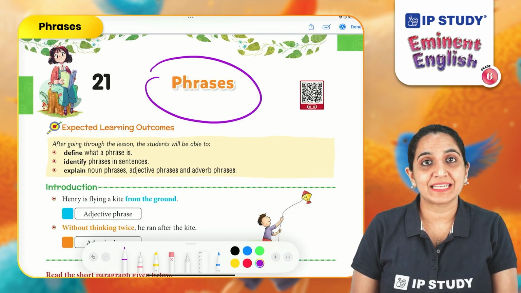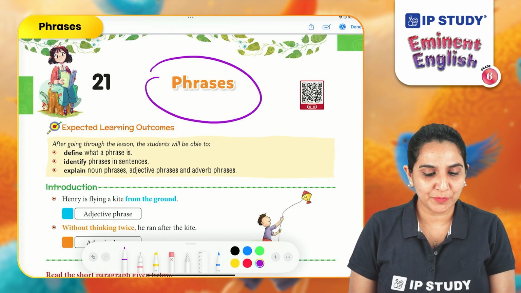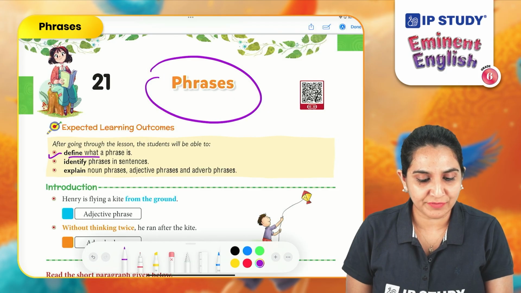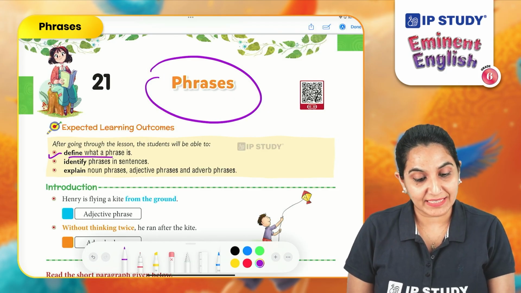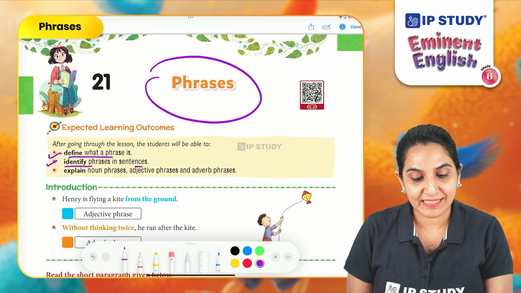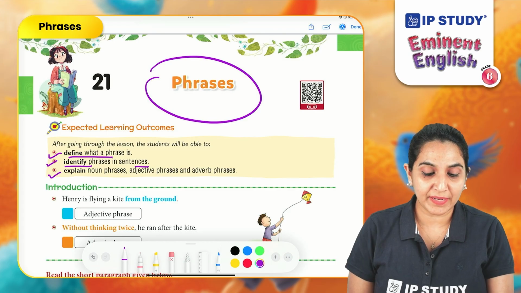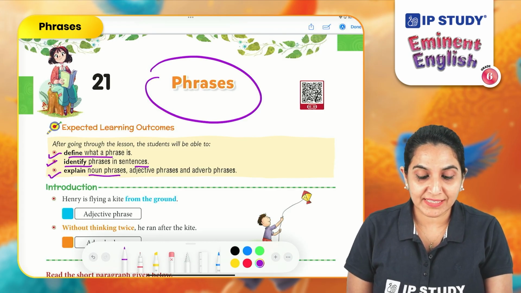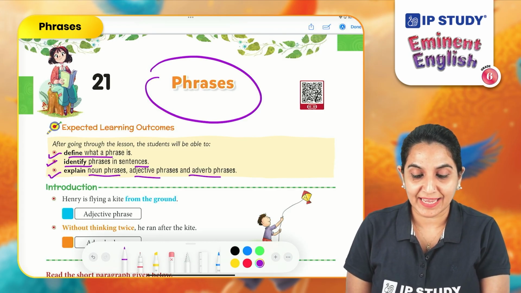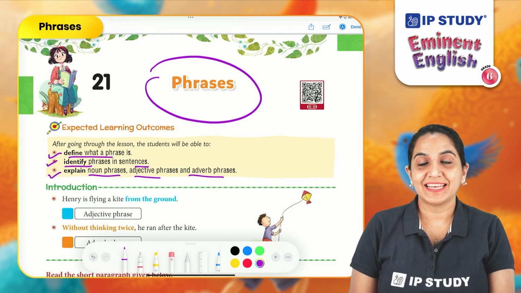Before the end of this lesson, you will be able to define what a phrase is, identify phrases in sentences, and explain noun phrases, adjective phrases, and adverb phrases. Let us discuss and study this small example.